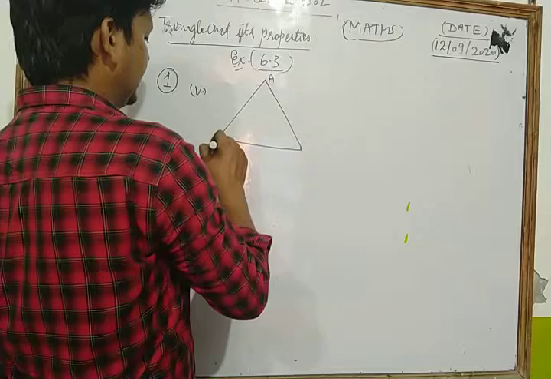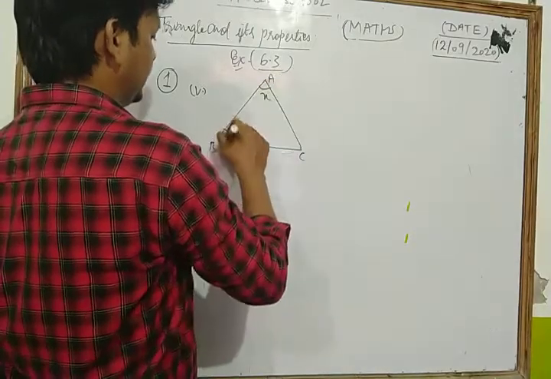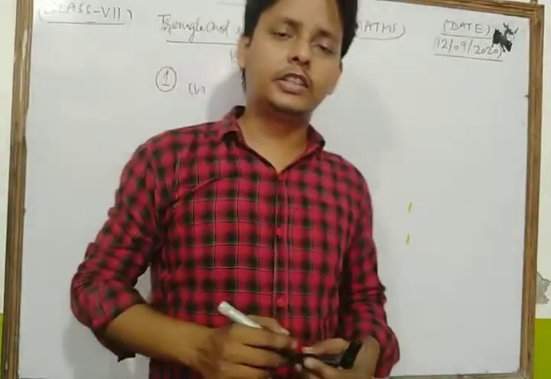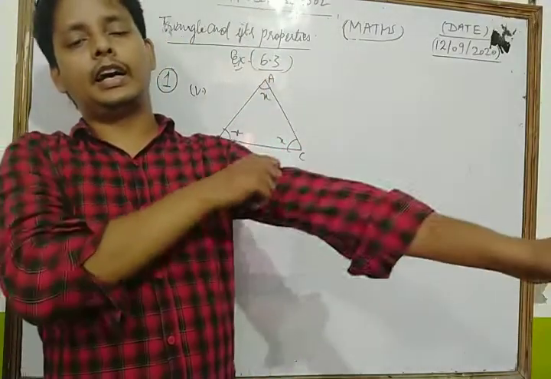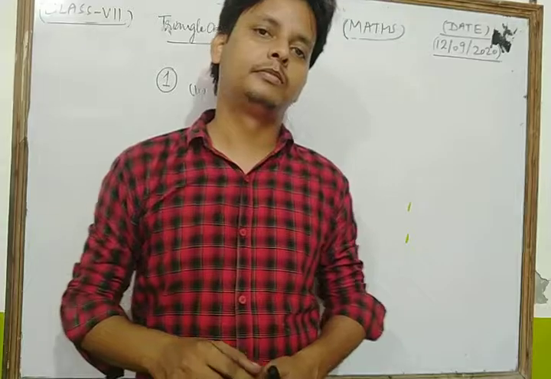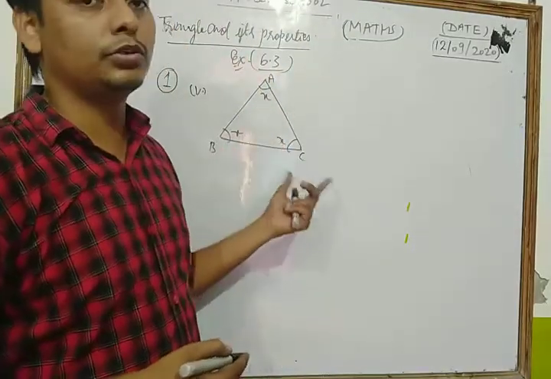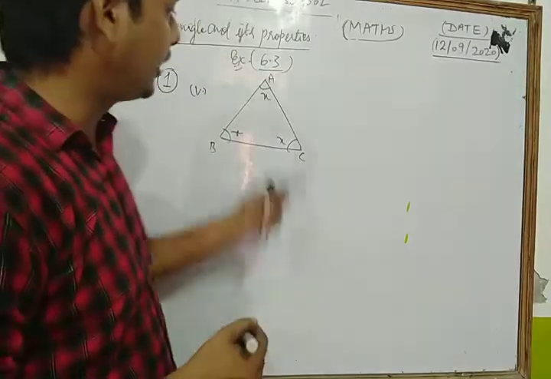Suppose that ABC is a triangle in which each angle is equal to x. Which type of triangle is it called if all its angles are the same? It is an equilateral triangle. So here each angle is equal to x, so it is an equilateral triangle, and we find the value of x.